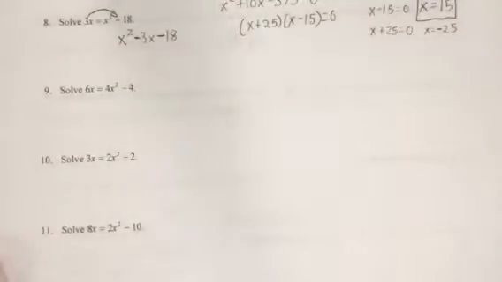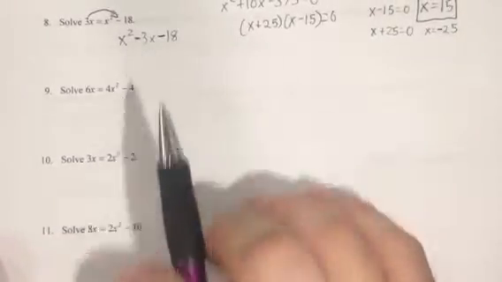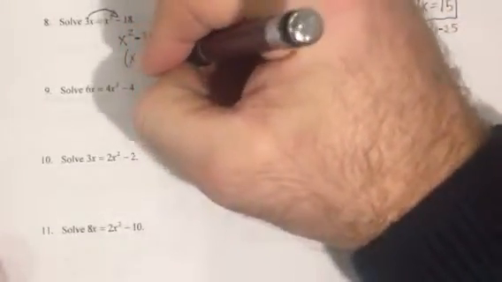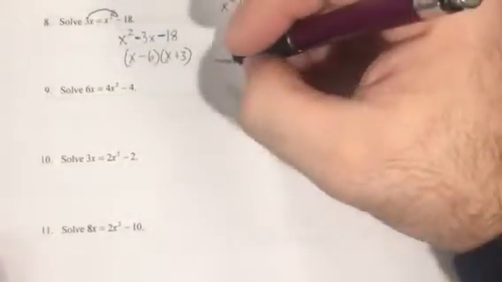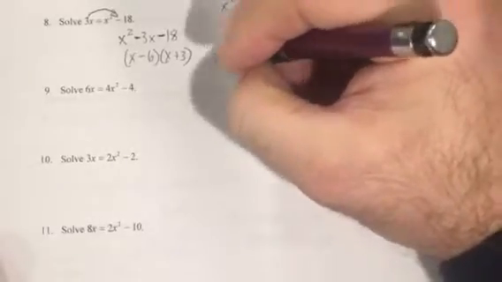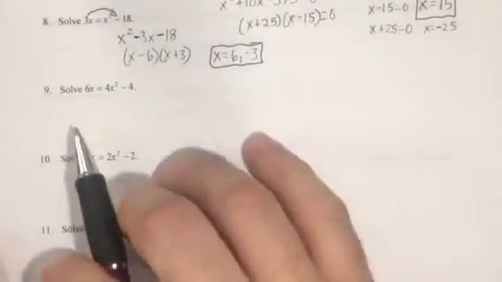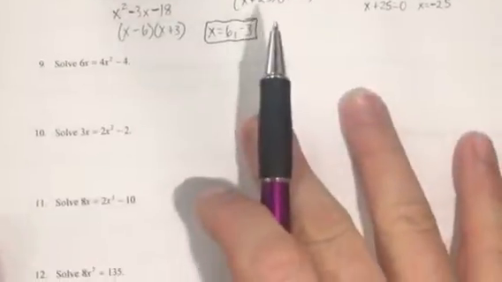Okay, so now I need to factor. What are my factors? If I multiply, I get a negative 18. If I combine, I get a negative 3. 3 and 6. So I have x minus 6, x plus 3. Those are my factors. What are my solutions? X is 6 and negative 3. Okay, any questions on that? Any questions? All right, let's take a look at number 9.